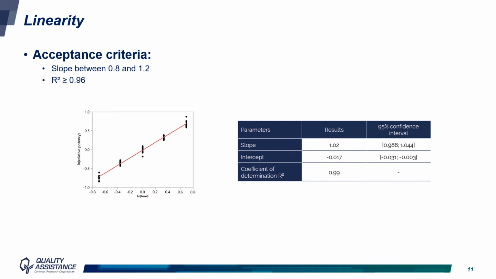In terms of linearity, a graph plotting the log transform calculated potency for each level versus the log transform theoretical potency was created and is presented at the bottom of the slide. The acceptance criteria were set as the slope estimate must be between 0.8 and 1.2. The coefficient of determination must be greater than or equal to 0.96. As observed in the table, all acceptance criteria were met for linearity.